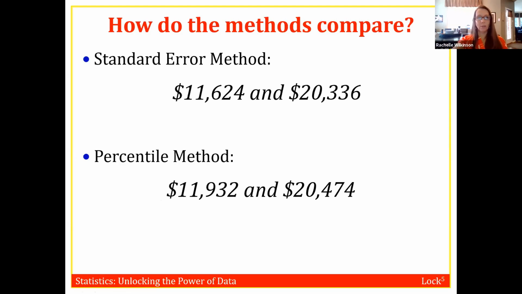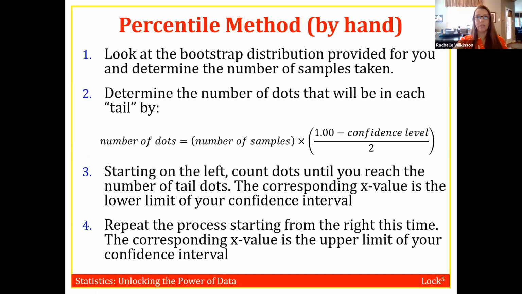Now, let's talk about what you're going to do on the exam, however. So on the exam, you're not going to have StatKey. There is going to be no magical button that you can click that will shade the little red areas in and tell you what the confidence interval is. So instead, you're going to be given a bootstrap distribution, like a picture of a bootstrap distribution, and you're going to have to use that to come up with your confidence interval.